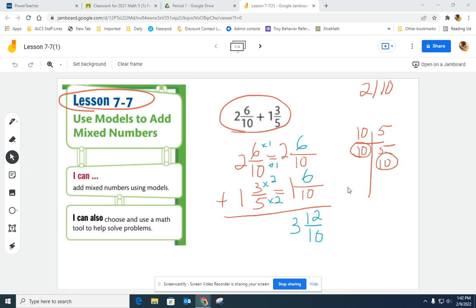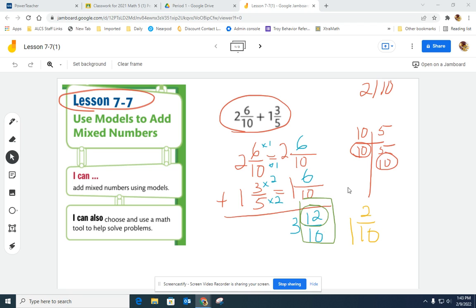The only problem is that fraction right there is a top-heavy fraction. Because that is a top-heavy fraction, or an improper fraction, we need to rename that fraction as a mixed number. So when I look at this fraction right here, 12/10, I need to rename it as a mixed number. You ask yourself, it's a division problem: how many times can 10 go into 12? Well, 10 goes into 12 once with 2/10 left over.